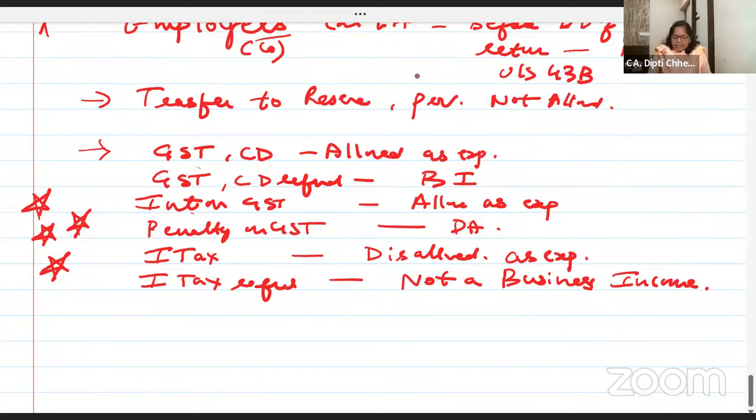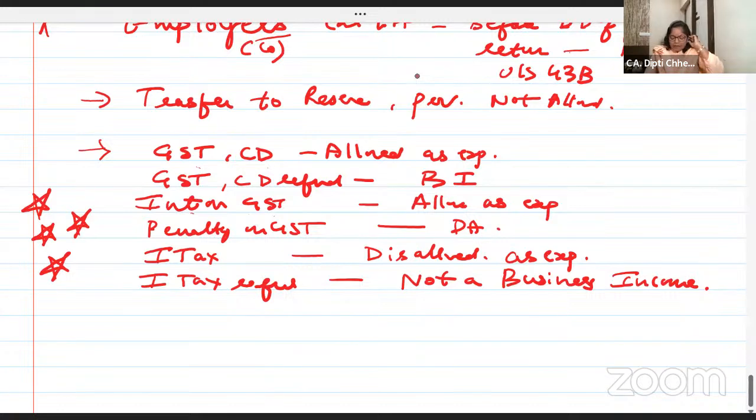GST paid, custom duty paid. Is it allowed as expense? Yeah. If ITC is availed, keep separate. If not, add it in the purchase. But is GST and import export custom duty paid? Is it allowed as expense? Yes. Now, if you get a refund of the GST, refund of the custom duty, is it your business income? Huh? Yes? Right.